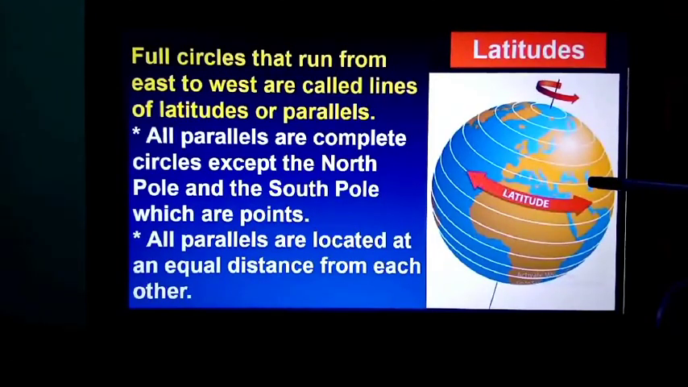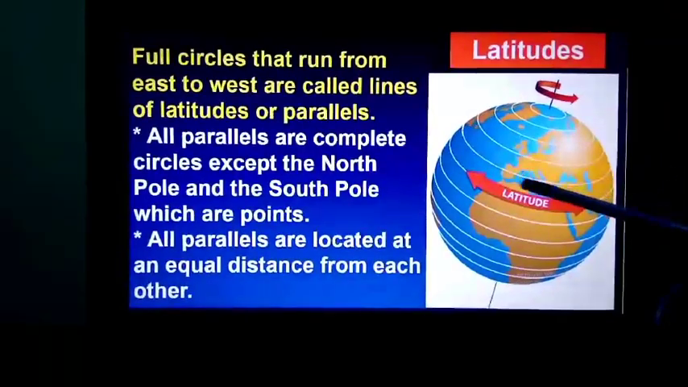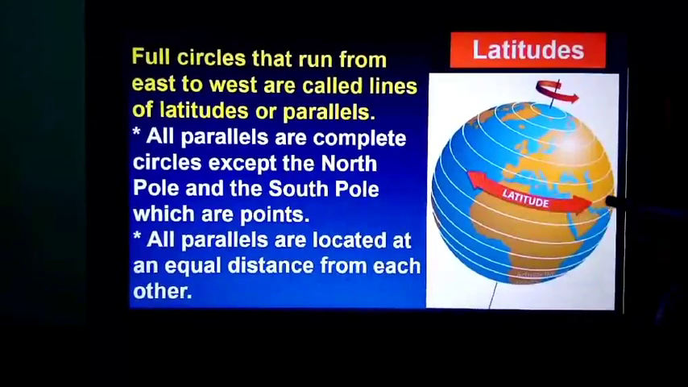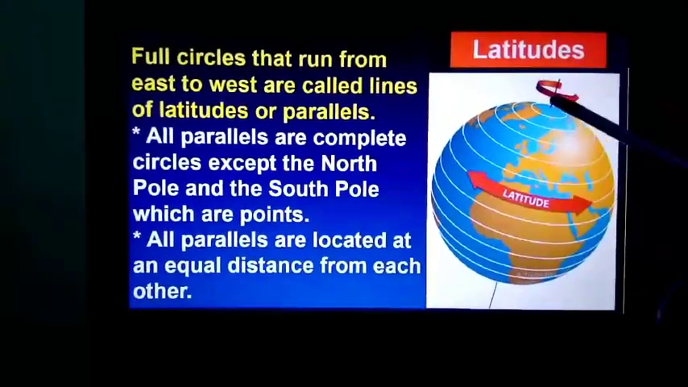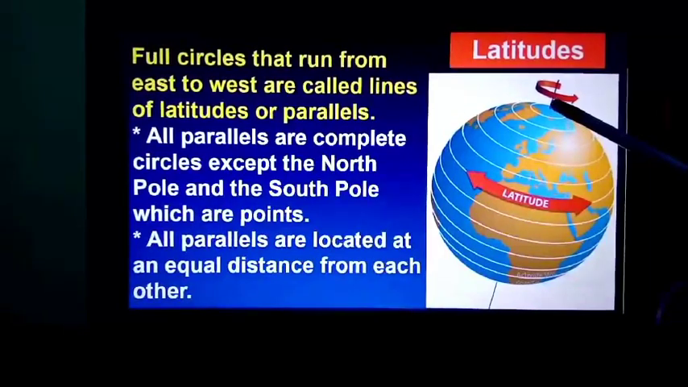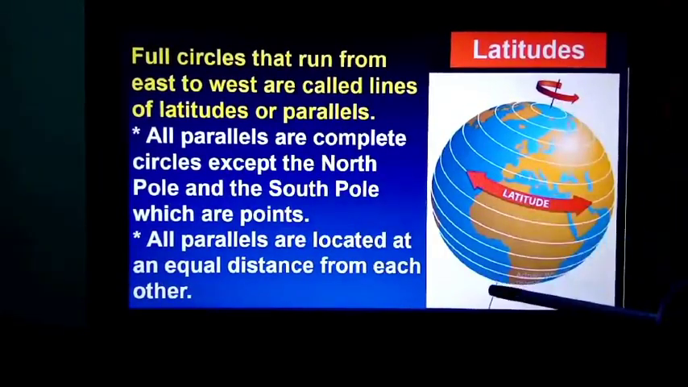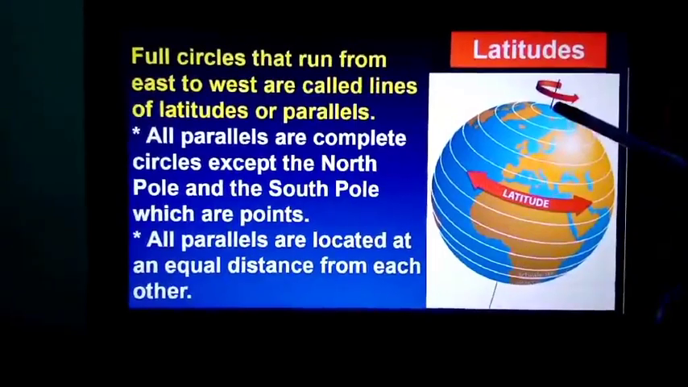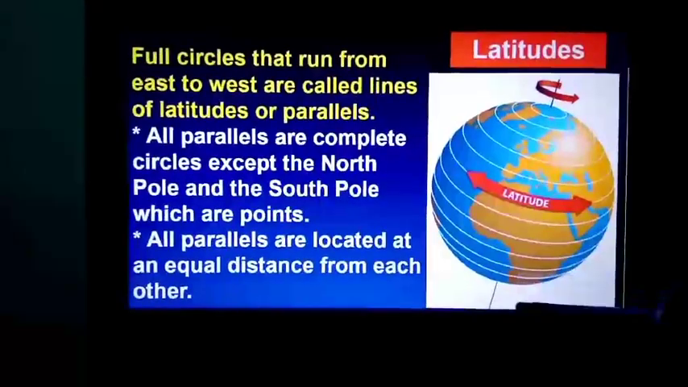All parallels are complete circles except the north pole and the south pole. You can see here these are latitudes, and all parallels complete the circles, but at the north pole and at the south pole the circles are not completing because these are points.